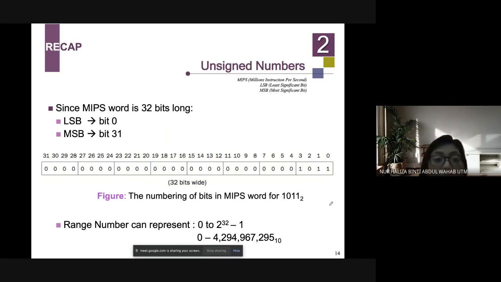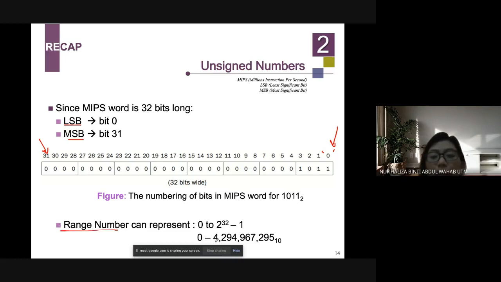Okay, yesterday we also looked into the LSB and also MSB. So LSB is the least significant bit, and MSB is the most significant bit. So LSB is at the most right, and MSB is the most left.